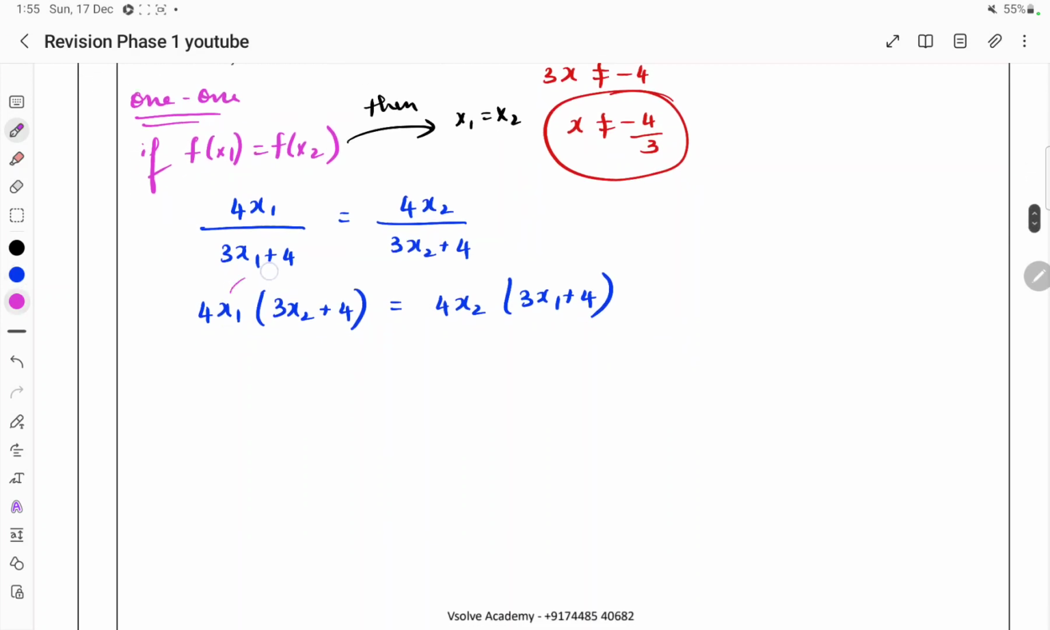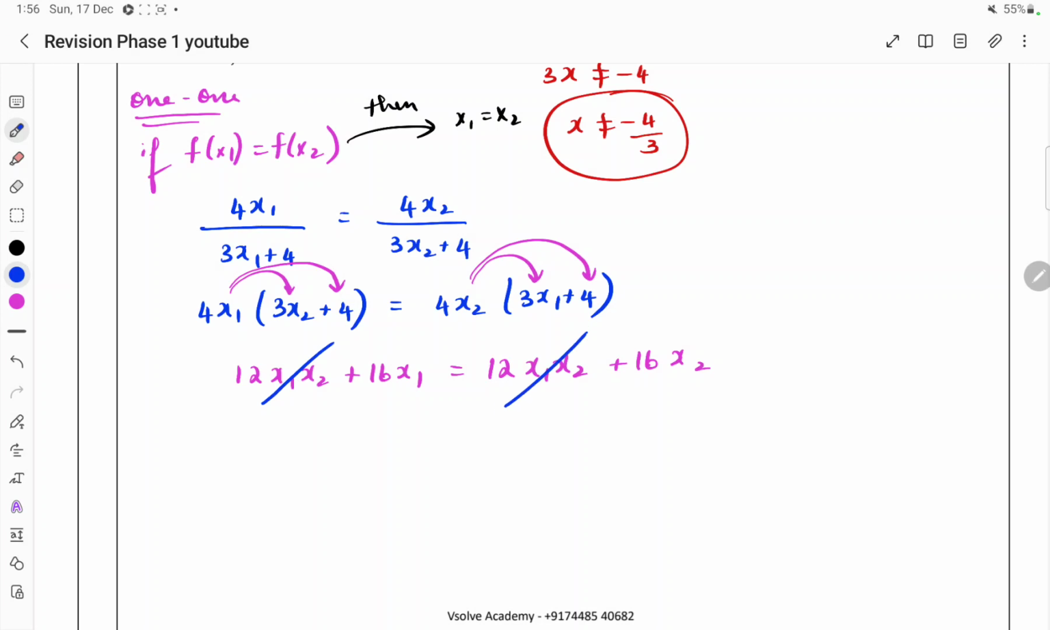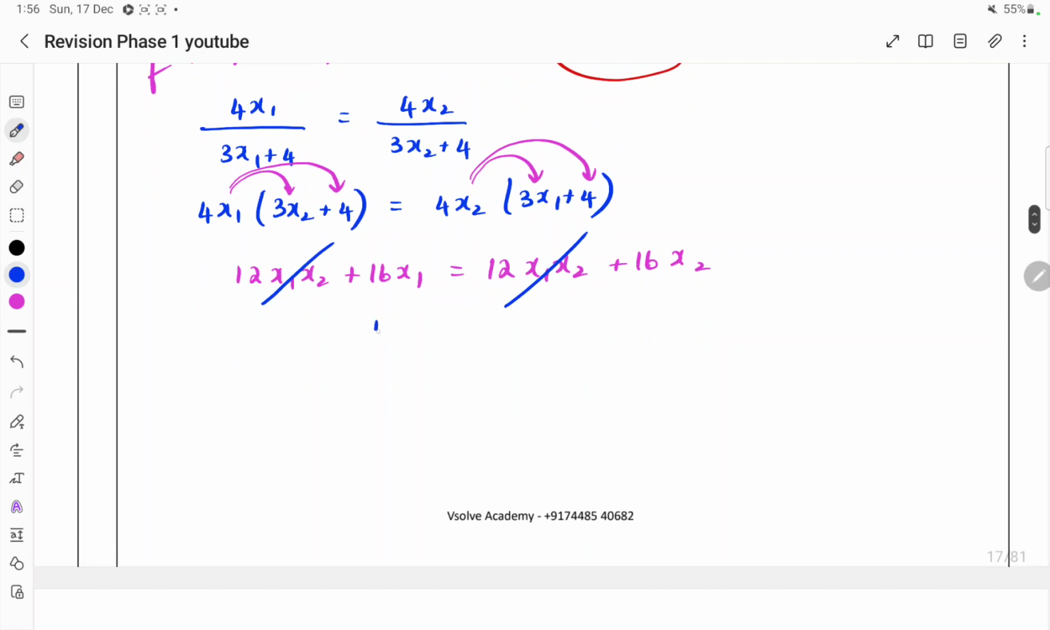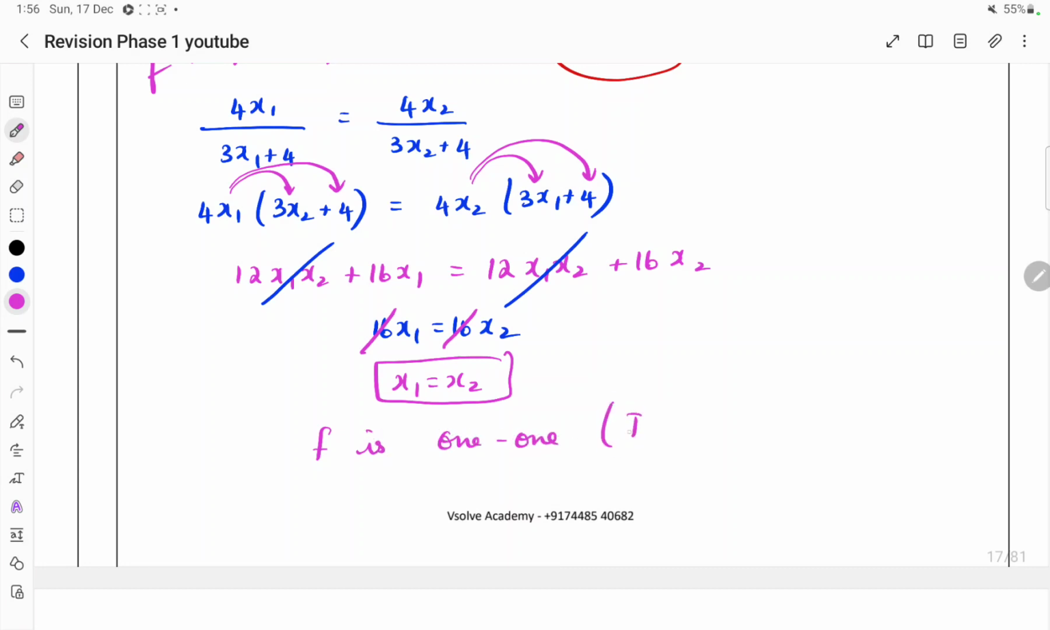Now we can multiply this. 4 3s are 12, 12 x1 x2 plus 4 4s are 16, plus 16 x1, equal to 4 3s are 12, so 12 x1 x2, next 4 4s are 16, plus 16 x2. From here this and this will get cancelled. If this comes here, it is minus 12 x1 x2, this will get cancelled. So now what we have here is 16 x1 equal to 16 x2. After this 16 and 16 will get cancelled. I got x1 equal to x2. So which means f is 1-to-1, which means it is injective.